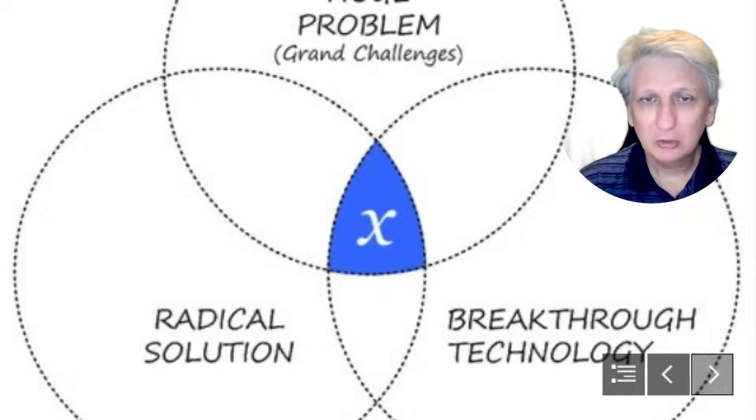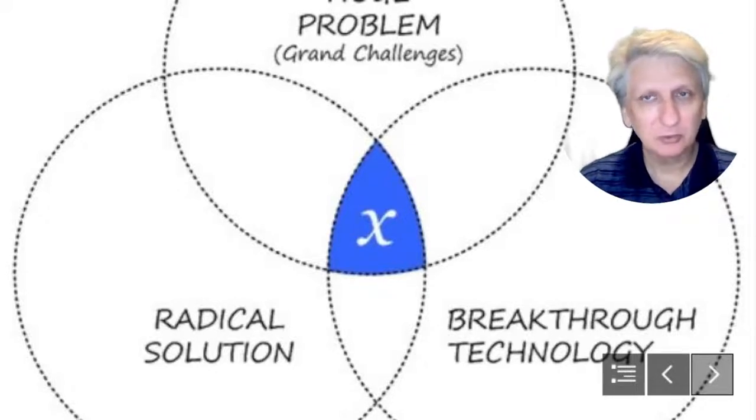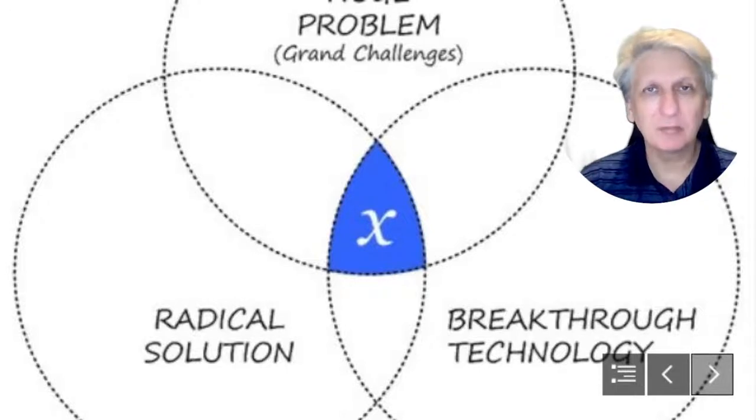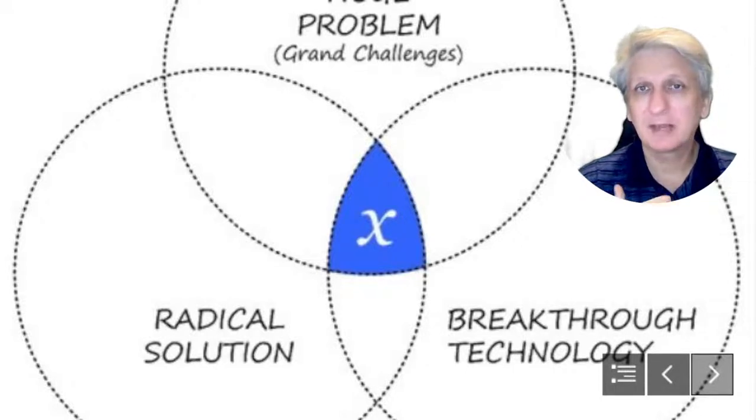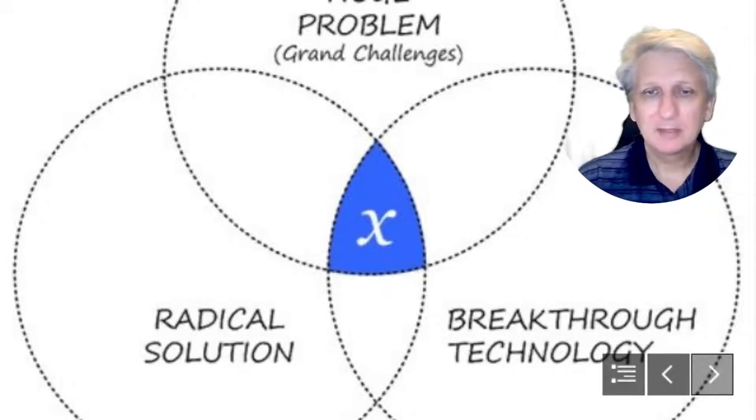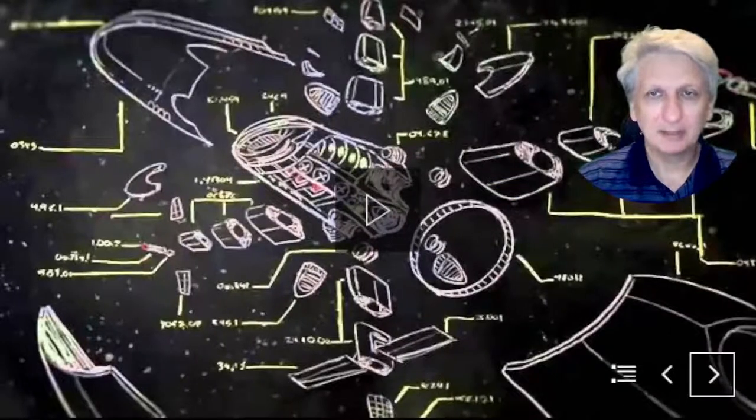Now, the three aspects of X thinking are looking at the problems, the big challenges around what you want to achieve. Trying to come up with a radical solution to those challenges. So not just a small little tweaking of them, but a really radical solution. And then looking at what breakthrough technology now exists that may allow us to address that solution, where in the past it's proved to be insurmountable. So that's the concept of X thinking.